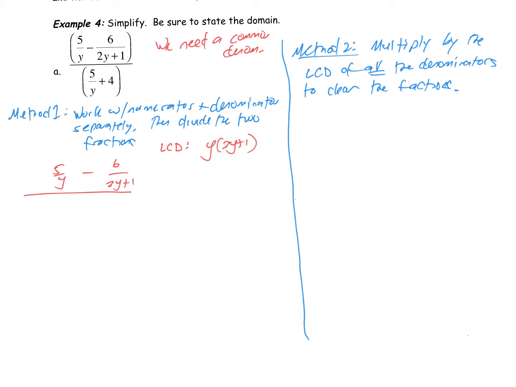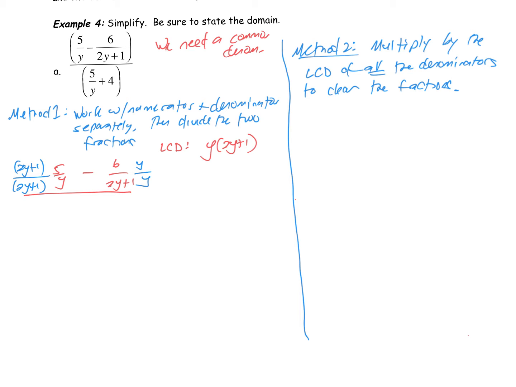We're going to multiply the first fraction by the factor from the common denominator that's missing in its denominator. So we're going to multiply the first fraction by 2y plus 1 over 2y plus 1. This is a funny form of 1. And the second fraction we're going to multiply by y over y.